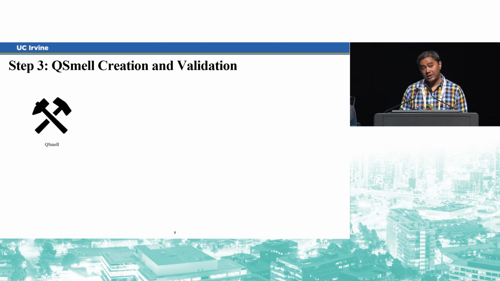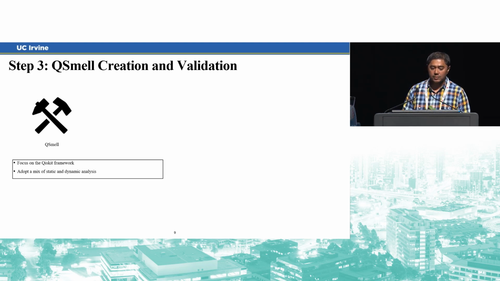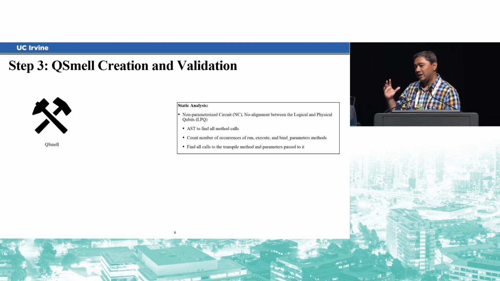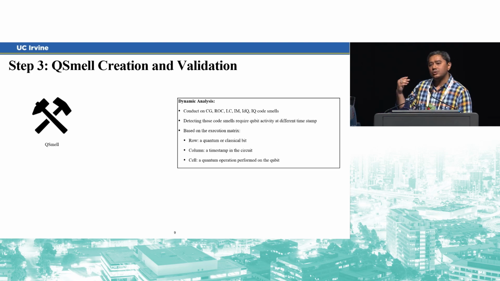So then we built QSmell, which is our tool for identifying the quantum smells. And we focused, as I mentioned, on Qiskit. We had to rely on a combination of static and dynamic analysis because some of the smells needed to identify the functions that are being called, the parameters that are being passed, that kind of information. So we needed to traverse the AST. And then there were some smells which needed dynamic analysis.